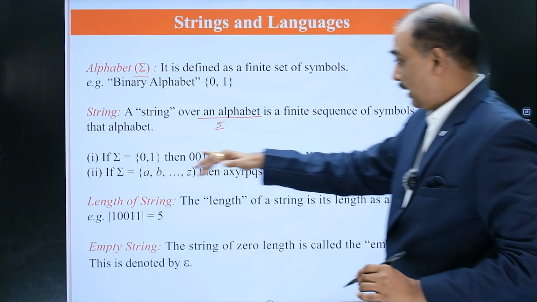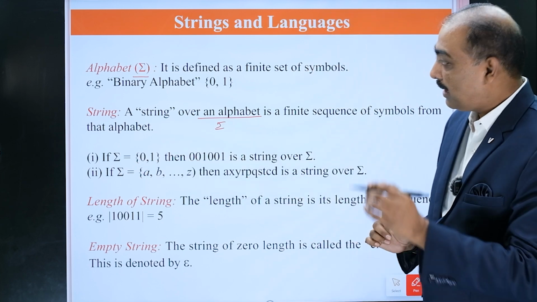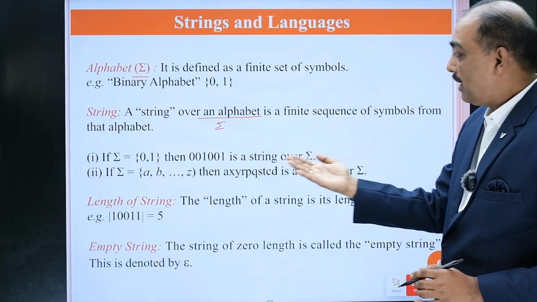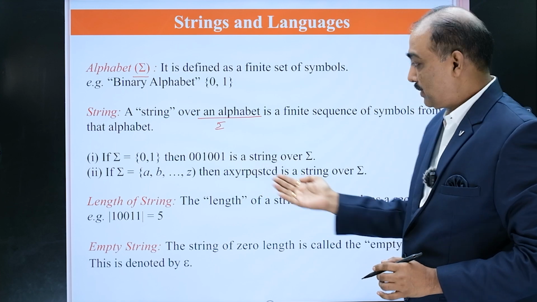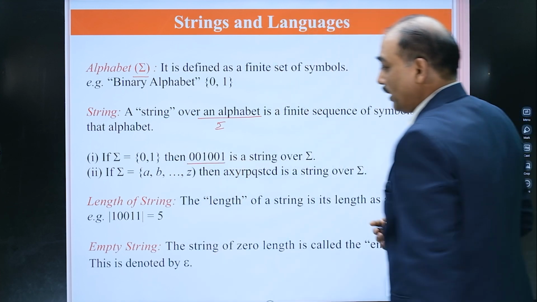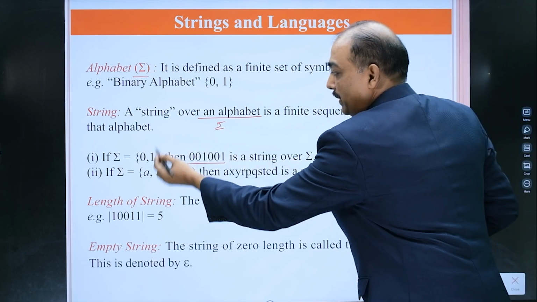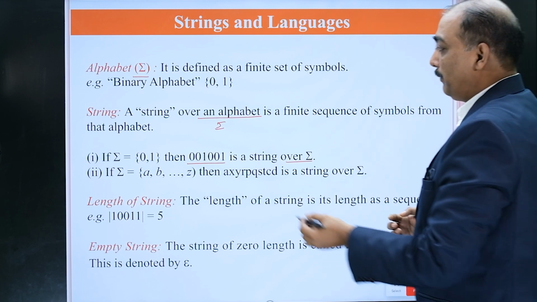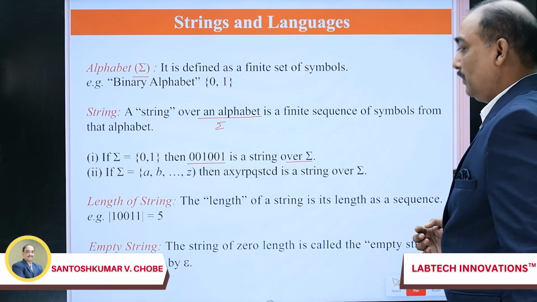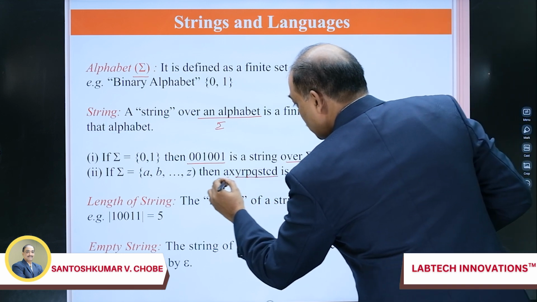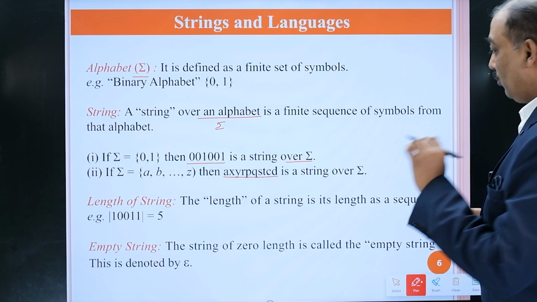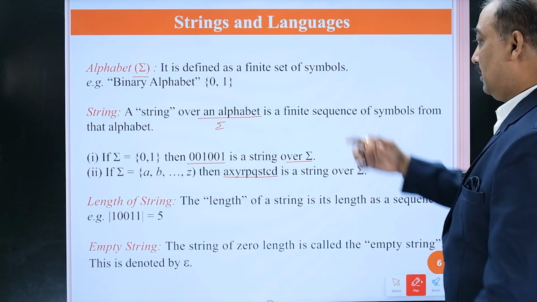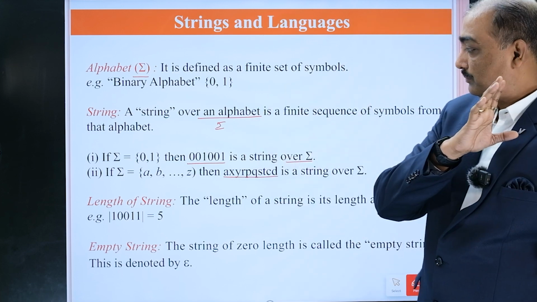Let's take an example. If sigma is equal to {0, 1}, so {0, 1} is my alphabet. What I'll be doing is taking combinations of these symbols from this sigma, which is going to be a finite sequence. So this is my string, which is a finite sequence over this alphabet, that is {0, 1}. So it is called a string over sigma. Let's take another example. If sigma is equal to {A, B, ..., Z}, then any combination of symbols from A to Z, we call it a string over this sigma. But remember, to repeat again, a string is a finite sequence of symbols.